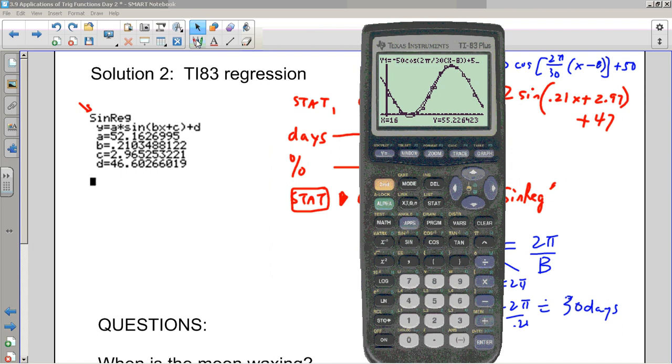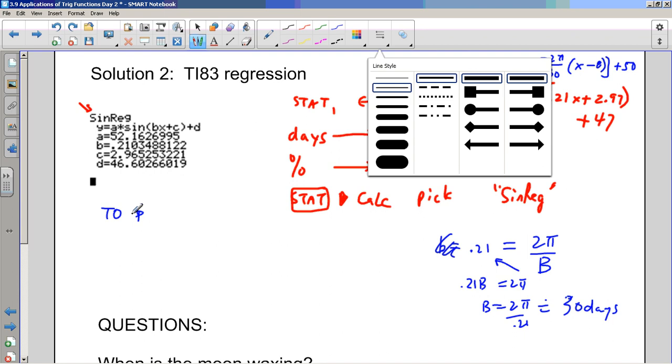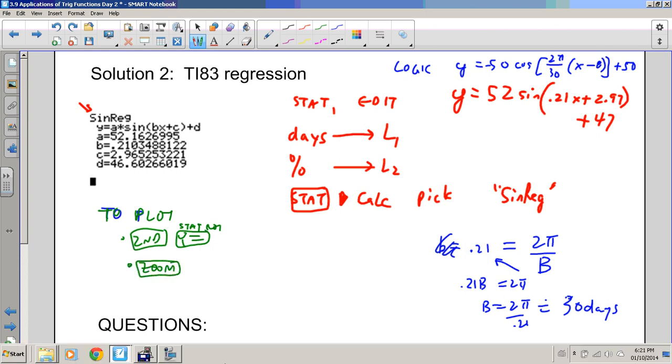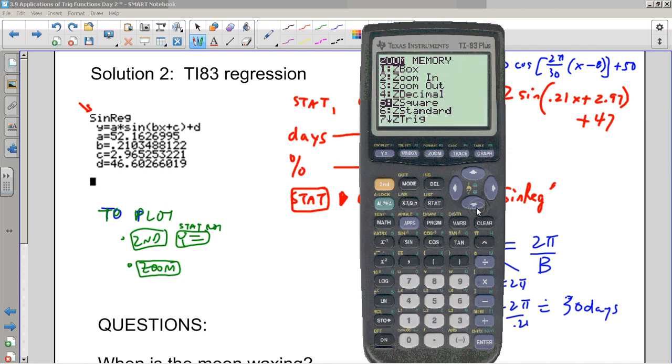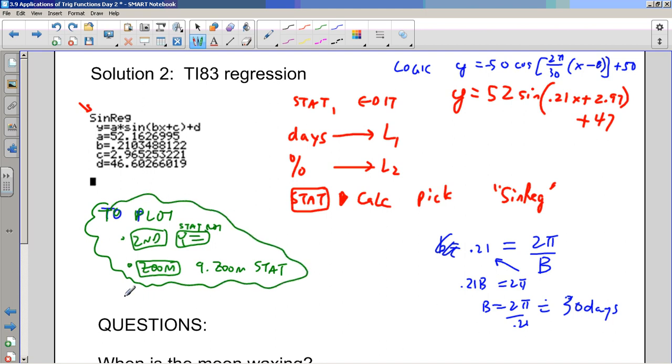All right, so here, what were some steps there? First of all, to get the plot. I'm going to change color. To plot, what did I do? I pressed second, y equals, and that was a stat plot. And then I hit the zoom button, and I think it was zoom 9 for the zoom for the stat. Zoom 9, which was zoom stat. Okay, that's one gem that we did there, and then we entered the equation in y equals.